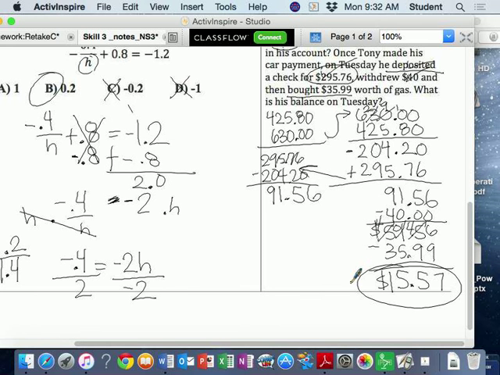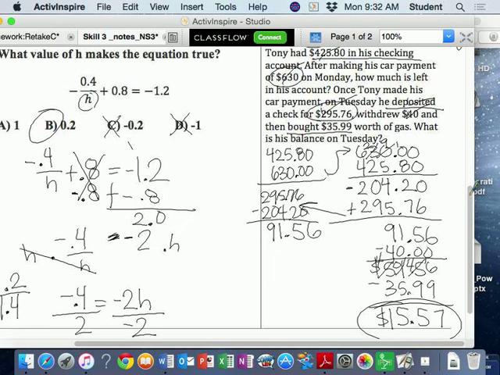So if I was to use that in context, how could I say that? $15.57. What's the statement say? Tony's balance, there you go, on Tuesday is $15.57. Very good.